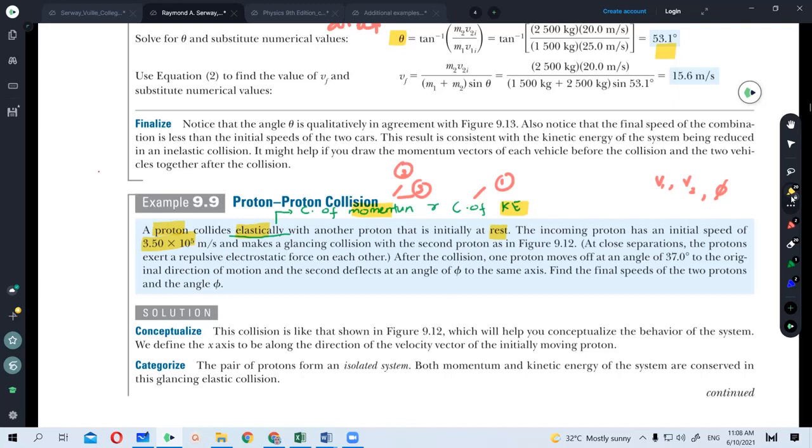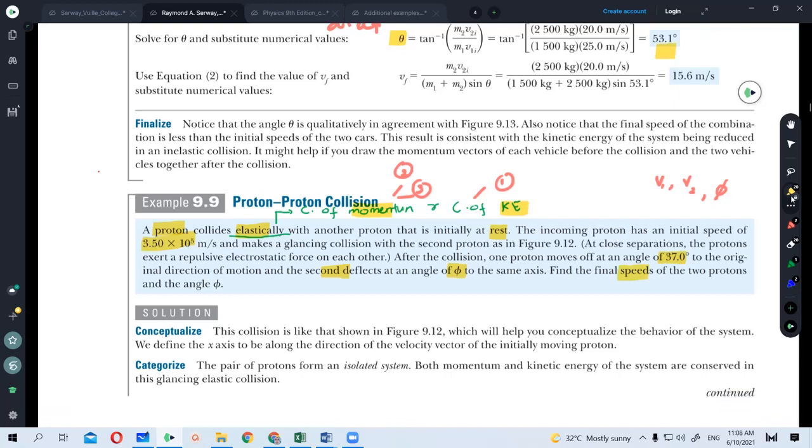it hits similar to figure 9.12. At close separation, the protons exert a repulsive electrostatic force. We are going to neglect this concept. We are going to say that there are no other forces except when they collide. Alright, now after the collision, one moves at a given angle, and the second one is deflected at an angle of psi. So find the final speeds of the two protons.